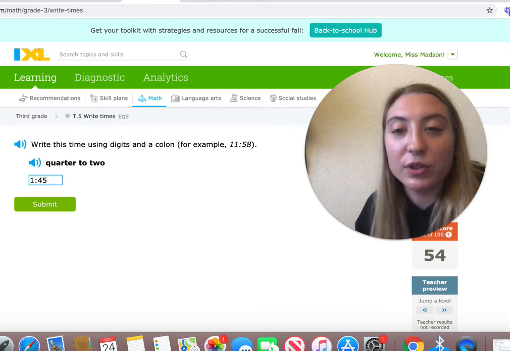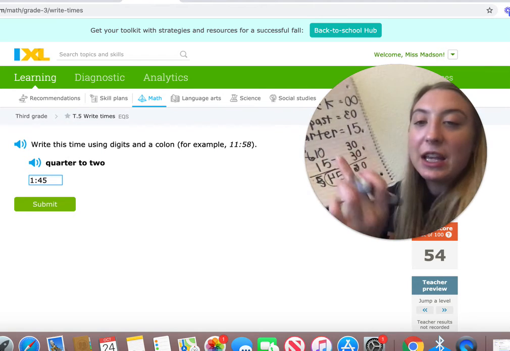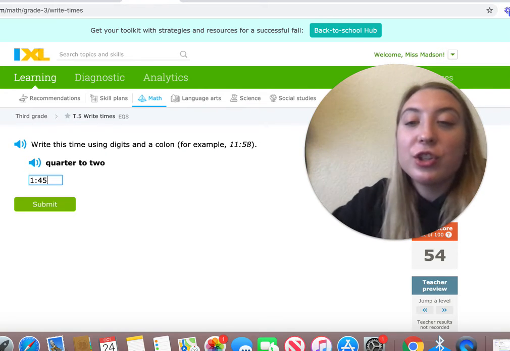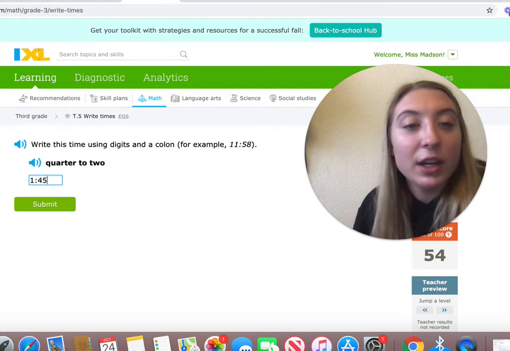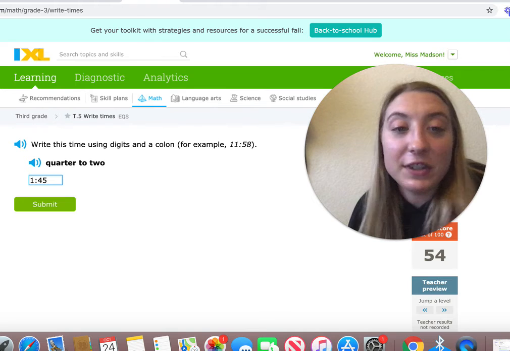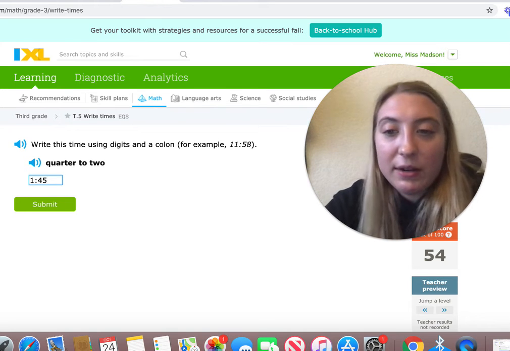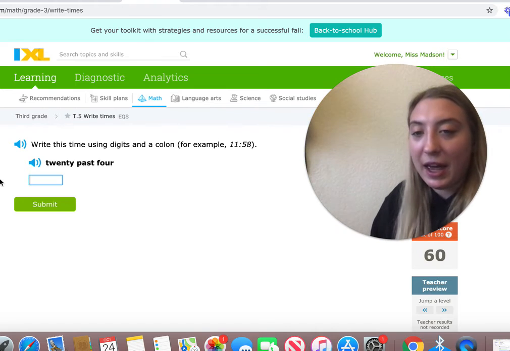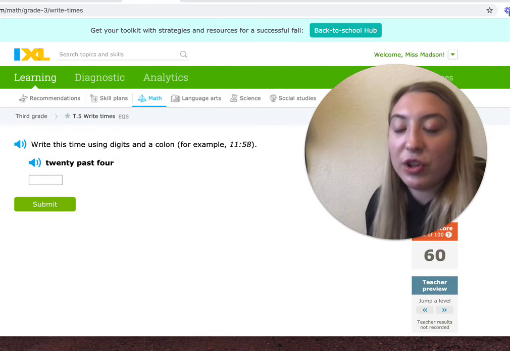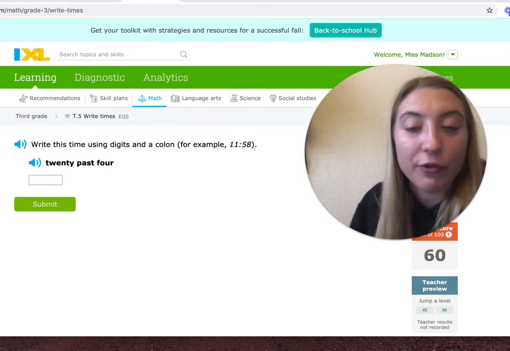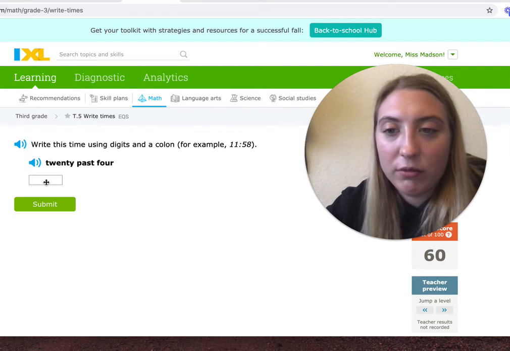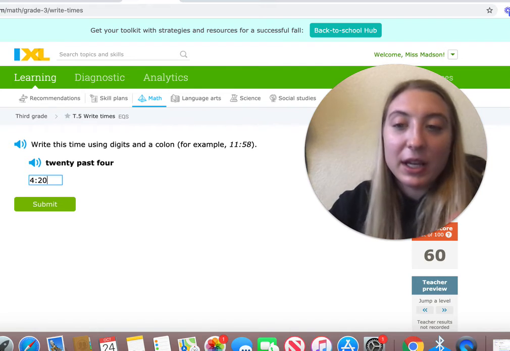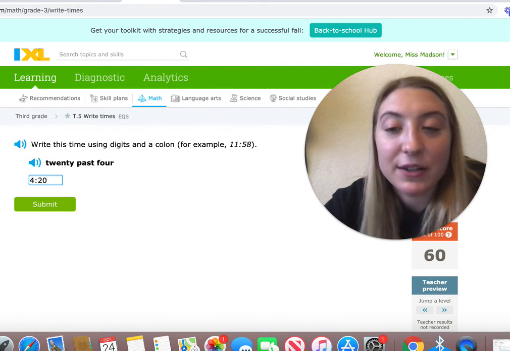So you can also use math. You can take the total amount of minutes and then subtract how many minutes are left in the hour. So that would give us 1:45. In 15 minutes, it'll be 2 o'clock. So now we're at 4:20. So that means it's 20 minutes after 4 o'clock. So I'd go 4:20 because it's 20 minutes past 4 o'clock.